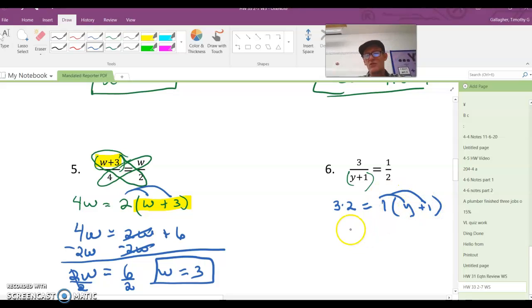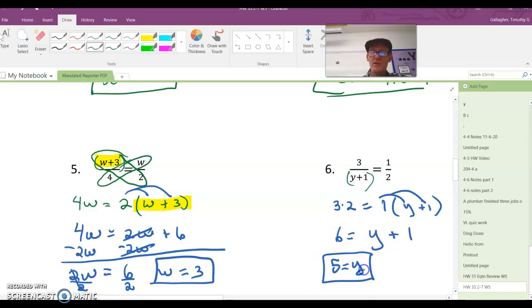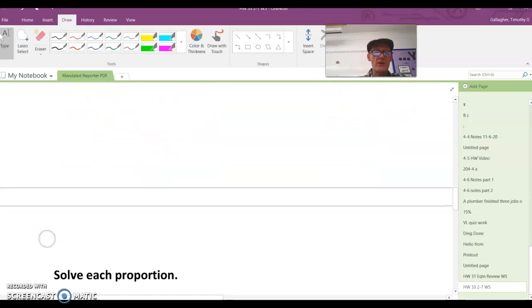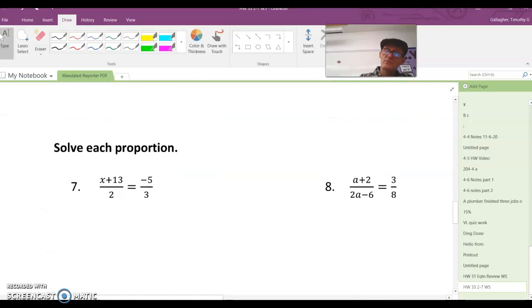Distribute it, well, we can distribute the 1, but we still get the same thing back. 6 equals w plus 1. And we subtract the 1, we get 5 equals, that's not a w, that's a y. All right? So every proportion becomes an equation. All right, moving on to the second page.